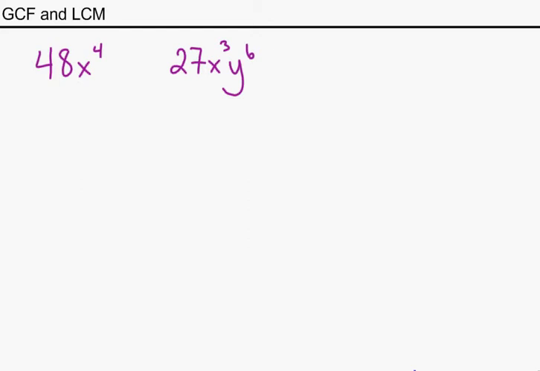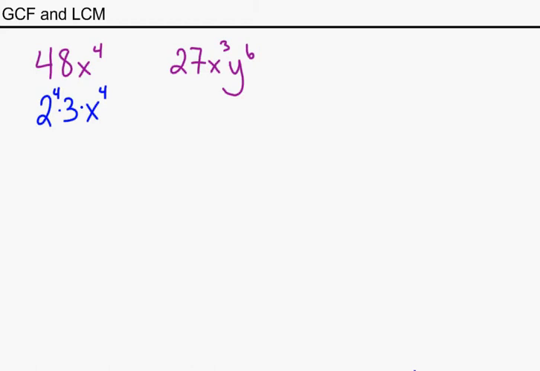When I start a problem involving the GCF and LCM of a set of monomials, the first thing I need to do, regardless of the number of monomials present, is to do factor trees for any numbers. So when I look at the factor tree for 48, I end up with 2 to the 4th times 3, and then don't forget the x to the 4th. So inside of 48, there's 4 2's and a 3.